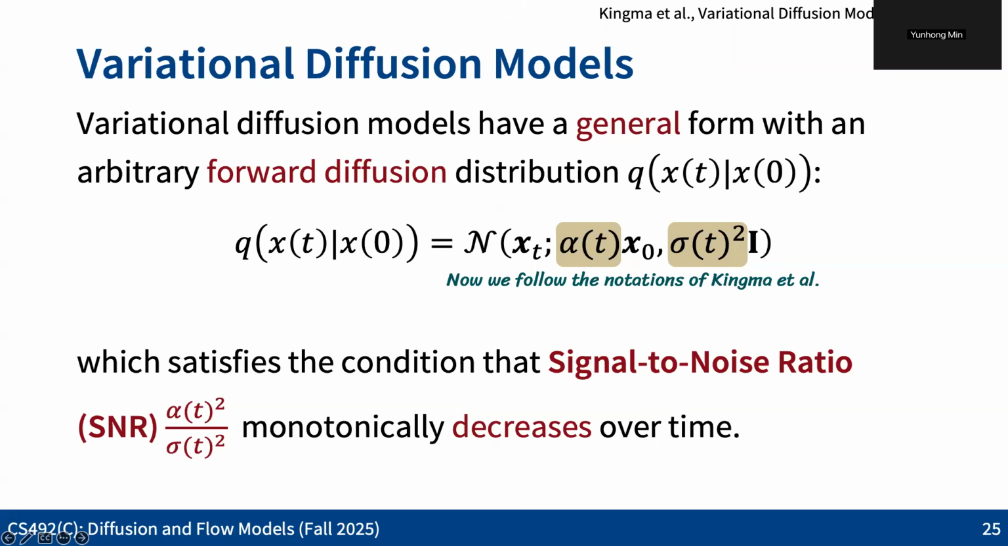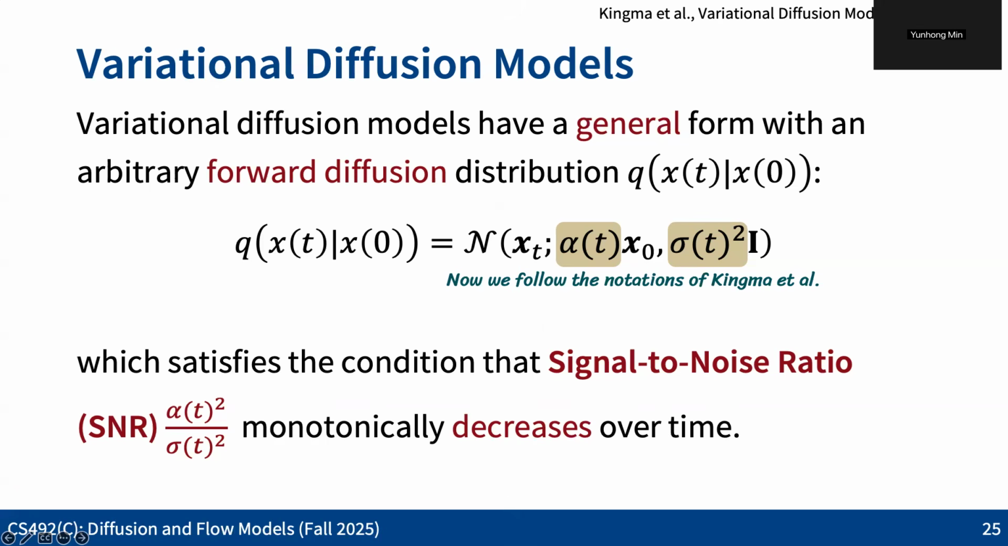So the family of the variational diffusion models is defined in this way. For any case where we define the forward distribution in this Gaussian form with an alpha function here and also a sigma function here, if the alpha and the sigma functions satisfy some conditions, then we're going to call this one of the cases of the variational diffusion models. So you can check whether the definitions of the SMLD and also the DDPM satisfy those conditions.